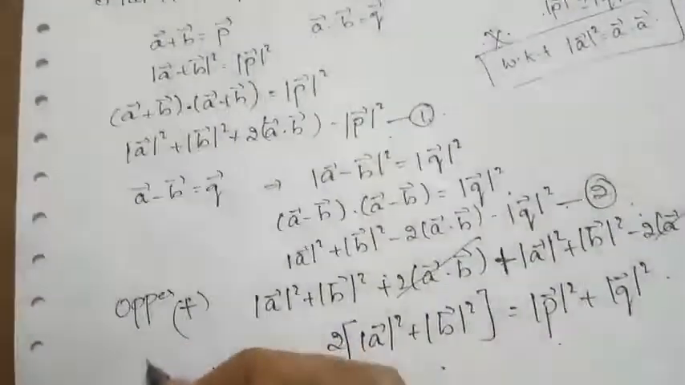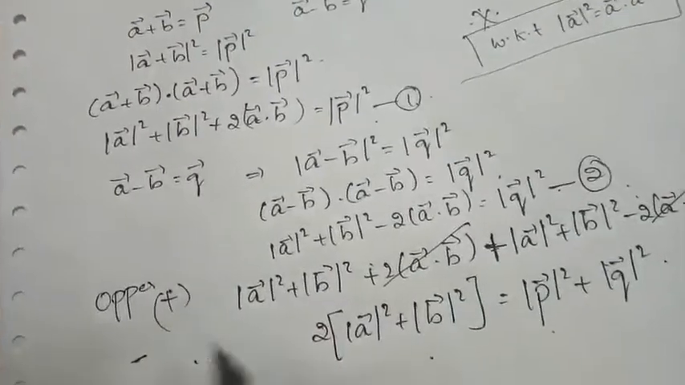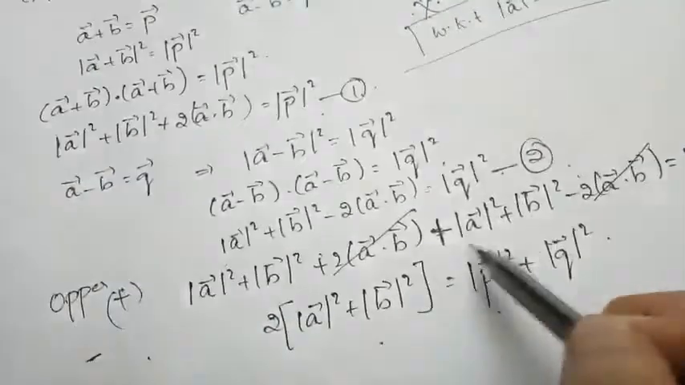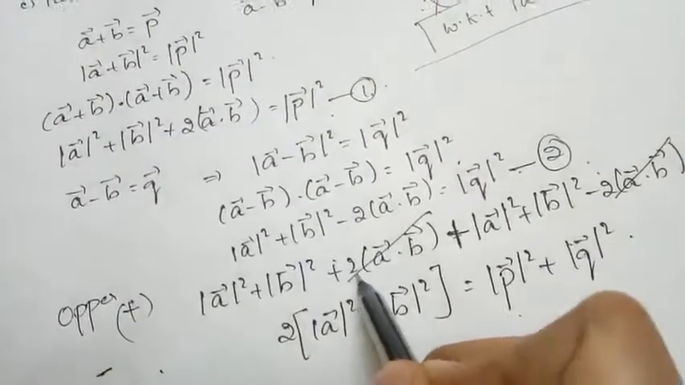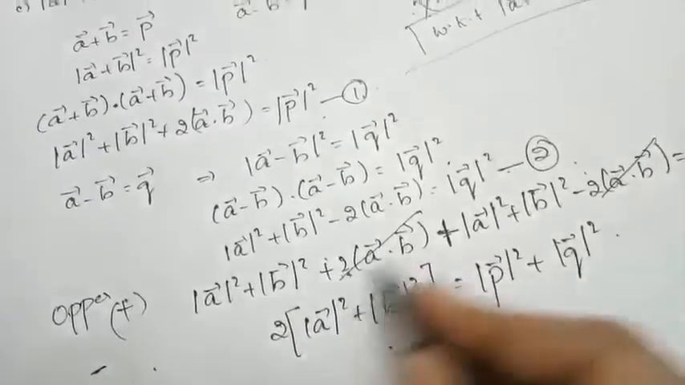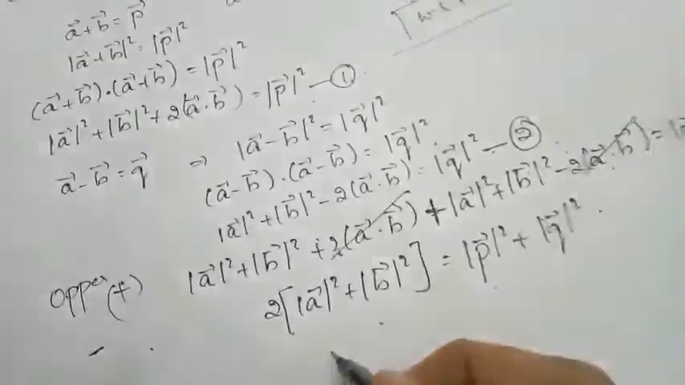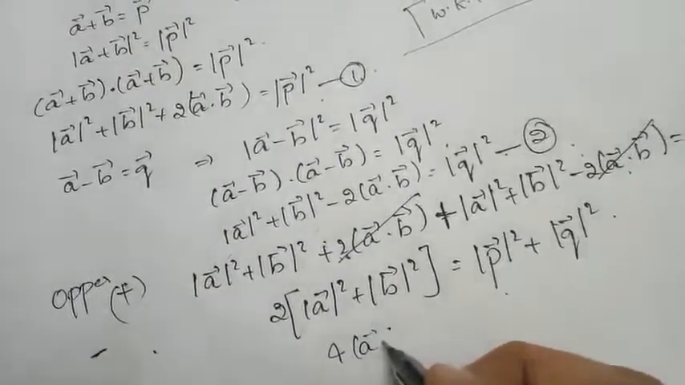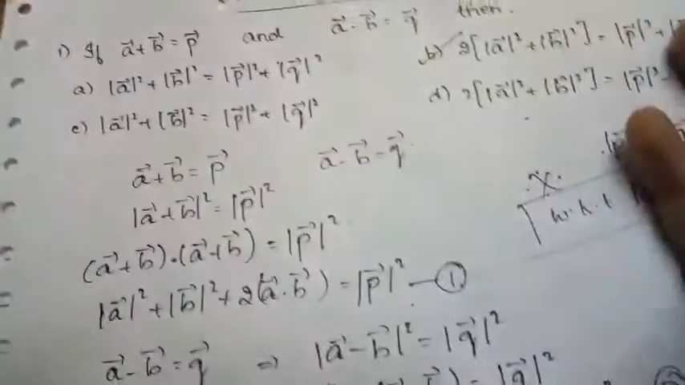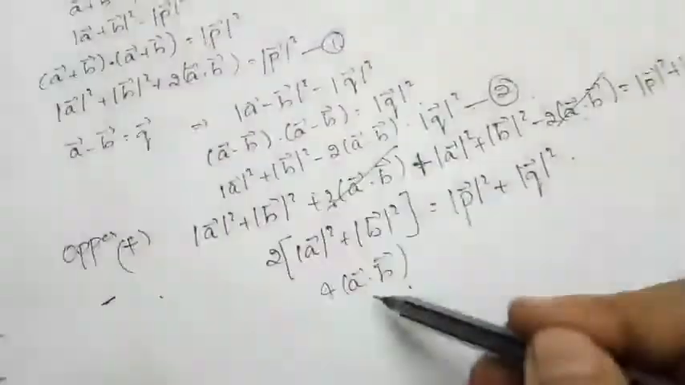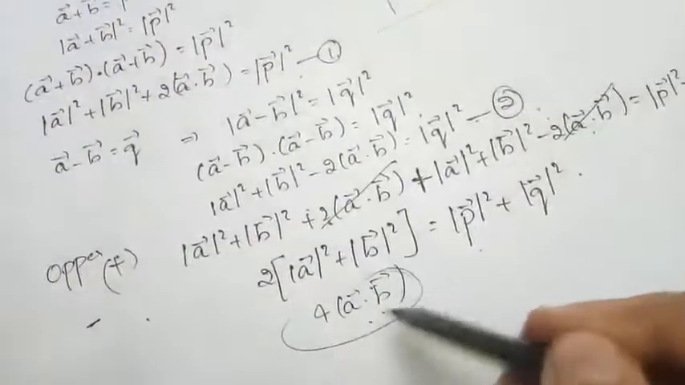Suppose you take the negative operation, at that time these terms are going to get cancelled. We are going to be left with this one and this one, that is nothing but 4 times vector A dot vector B. Is there anything in the options in this format? No, none of the options is in this format.